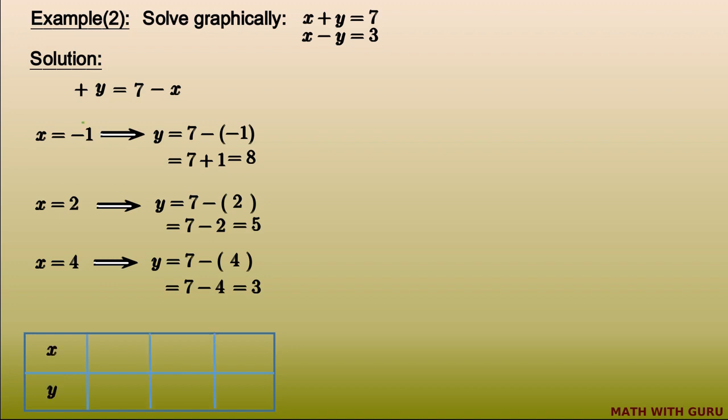X and y. When x equals minus 1, y equals 8. If x equals 2, y equals 5. If x equals 4, y equals 3.